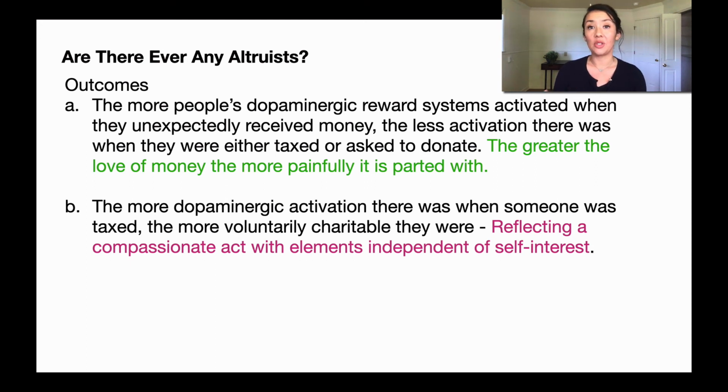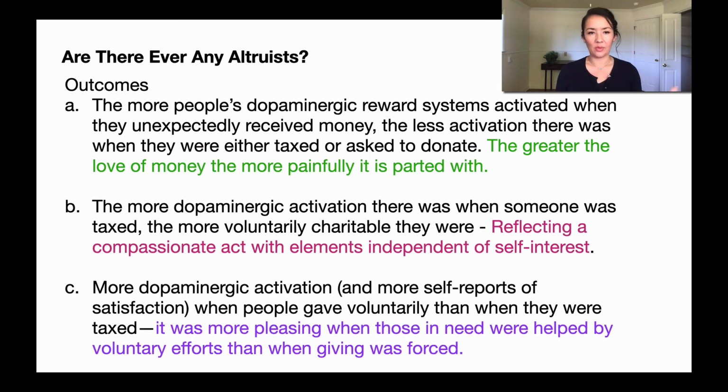The next is that the more dopaminergic reaction there was when someone was taxed, the more likely they were to be charitable. Meaning that there's some group of individuals that have a very negative feeling associated with there being a disparity between your income and someone else's. So they want to reduce that disparity, and they don't care how it's done. They can be taxed, they can give the money away. The most important part is that the negative feeling associated with the disparity is removed. So they were also more likely to be charitable if they had a strong positive feeling associated with being taxed.